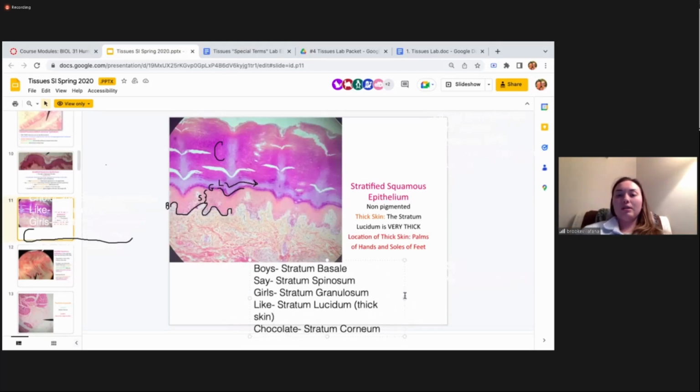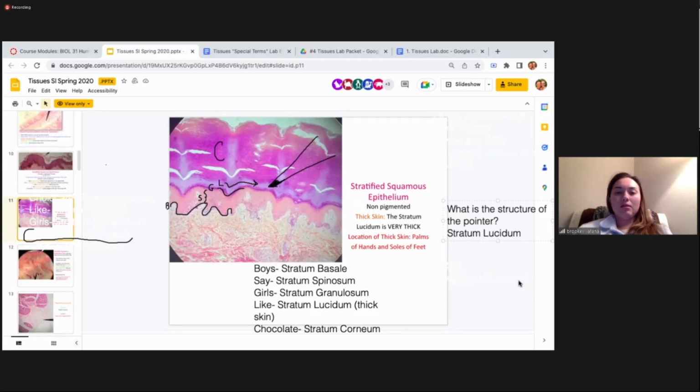Okay, so how do you identify which one? If I have an arrow pointing, right? Because remember, you're going to have a pointer within the microscope on your lab exam. So if I have a pointer pointing at this light purple area, what is the structure at the end of the pointer? You need to know that this is our stratum lucidum. Does that make sense to everybody? Kind of how to expect the lab exam to be? Labeling what's at the end of the pointer.